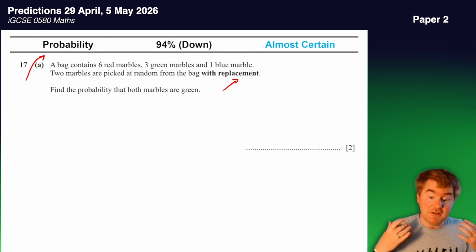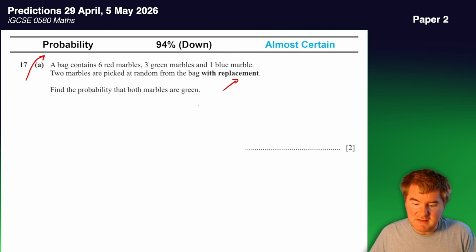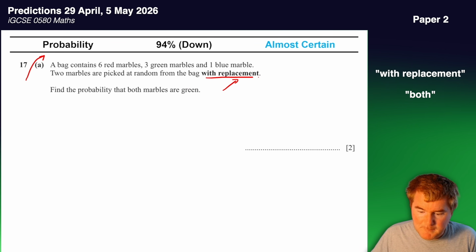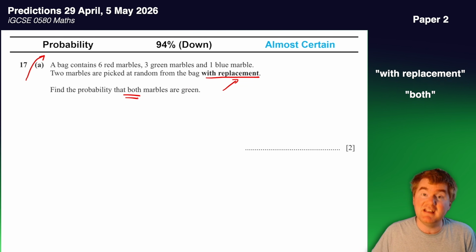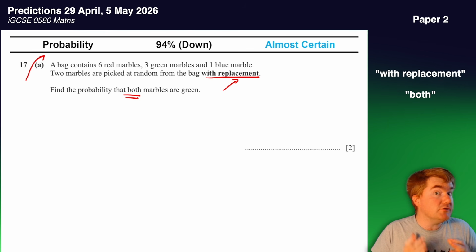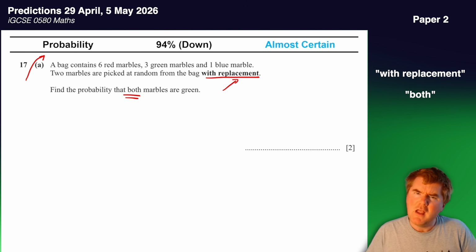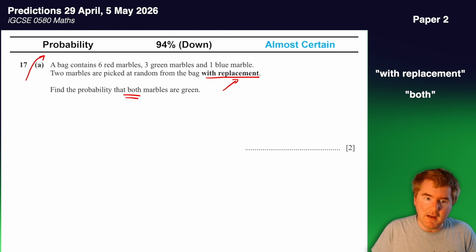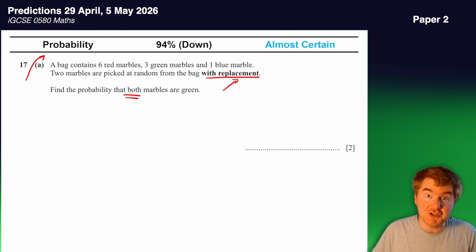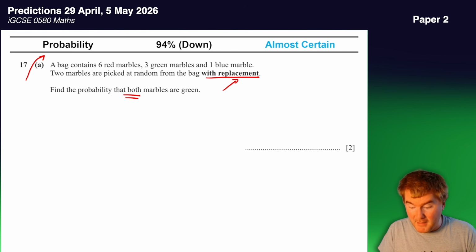Part B goes through a tree diagram, and noticing these words like with replacement, both, that's very important here. Identifying those key trigger words, now I talk about that in one of my videos, which I'll put up above, really can then help you identify what kind of probability question it is. If you get stuck with these kinds of things, then I did an all of iGCSE probability 2025 edition, which you can also check out above.